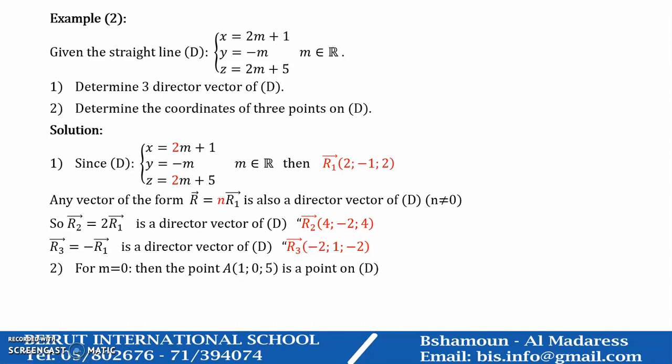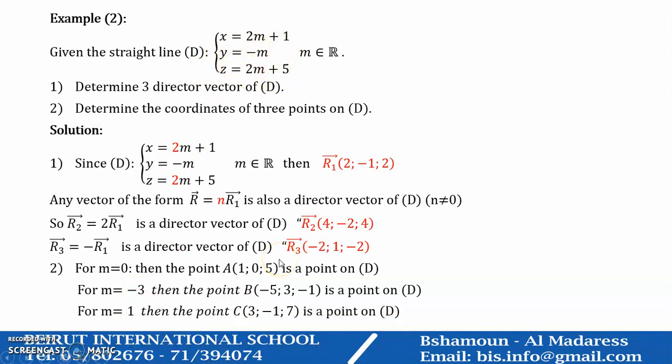Now, how can we determine the coordinates of a point A? In fact, if you take m equal to 0, we obtain A(1, 0, 5), which is a point on D. What I mean by this is, I replaced m by 0. This is the easiest way. For m equal to 0, we obtain the point x equals 1, y equals 0, and z equals 5, a point on D. If we take m equal to minus 3, so I replace m by minus 3, then we obtain x equals minus 5, y equals 3, and z equals minus 1, and so on.